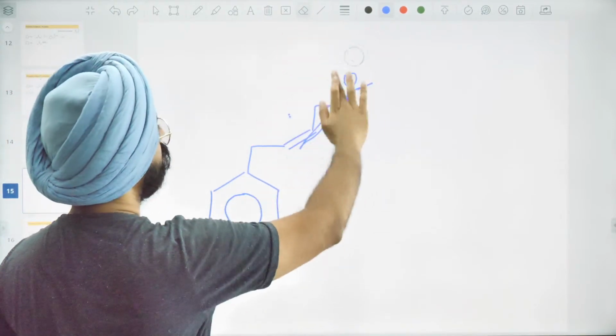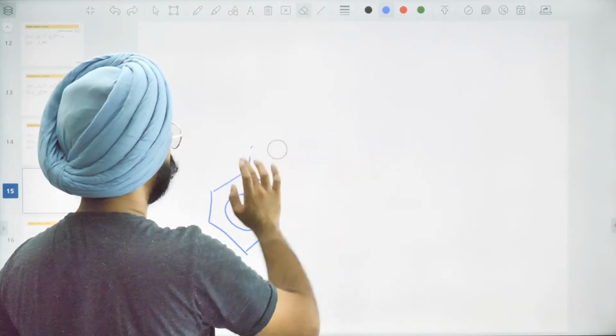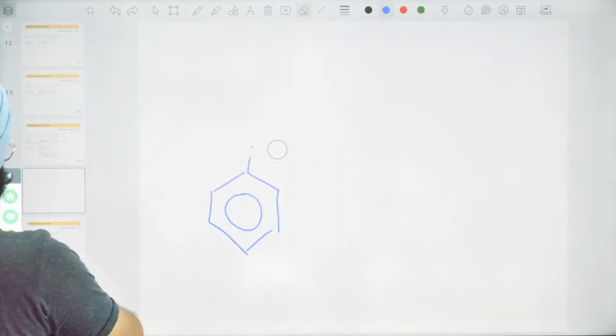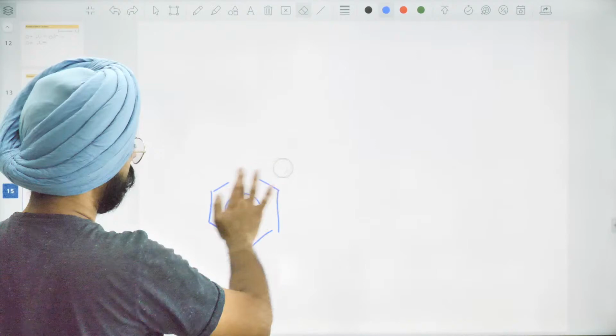एक सेकेंड दोस्तों, hold on people, this whiteboard confuses me a lot.